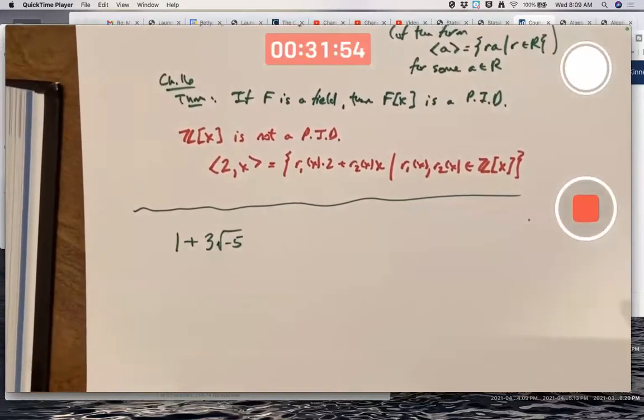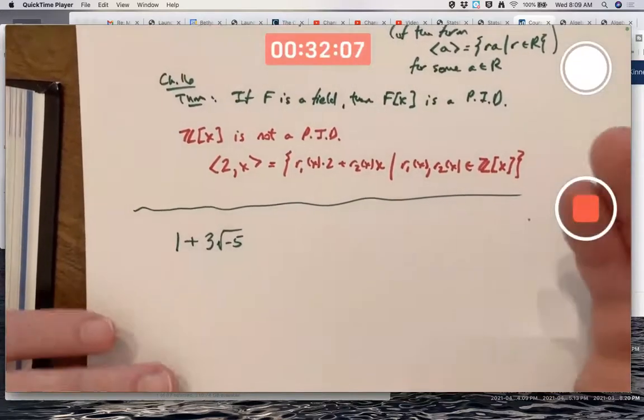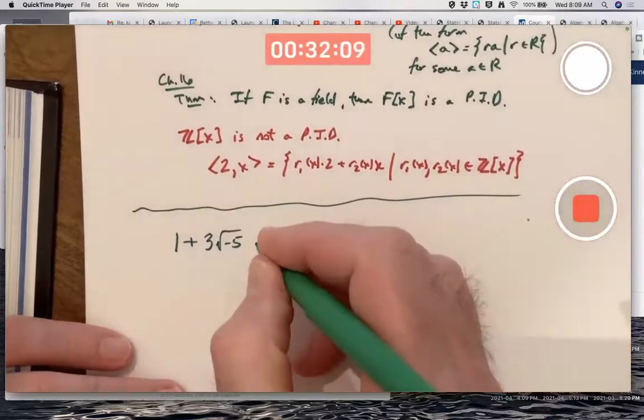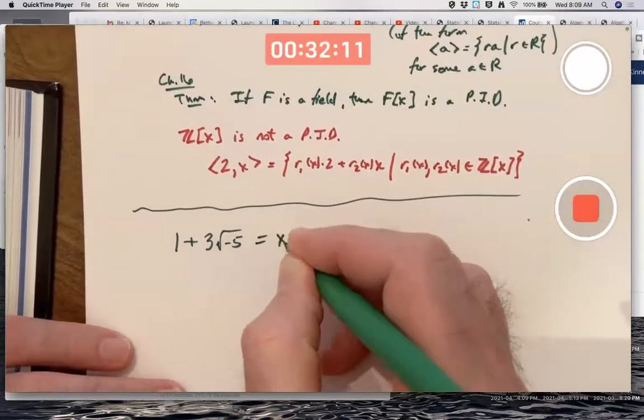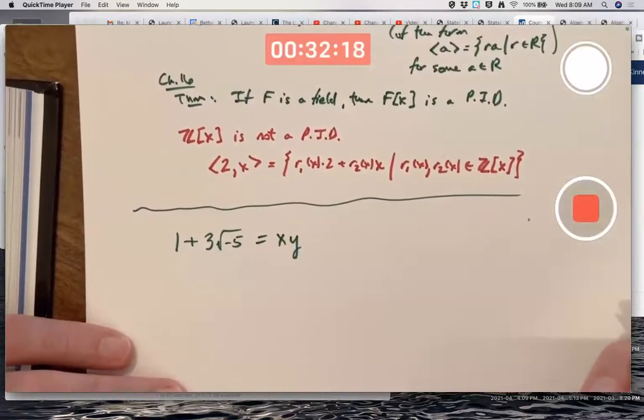So we're wondering, we're claiming, for example, that 1 plus 3 square root of negative 5 should be irreducible. Again, use an argument by contradiction. Try to mimic what the book does. Say it's a product of two elements, and say for the sake of contradiction that neither of those elements is a unit.